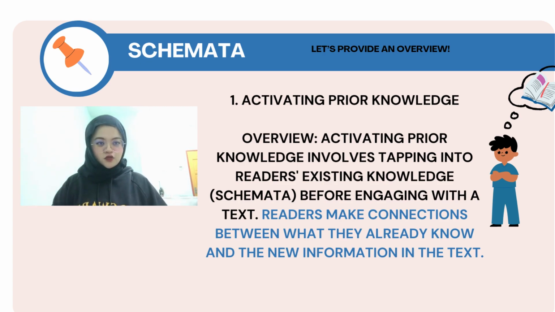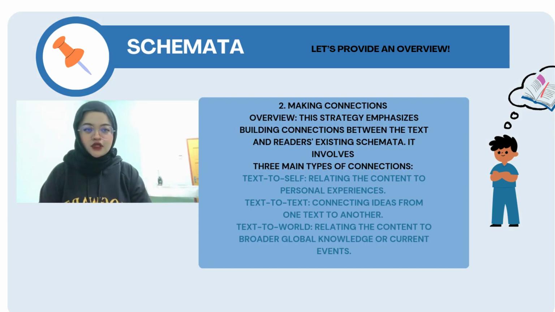So the first point is activating prior knowledge. So the overview here is activating prior knowledge involves tapping into readers' existing knowledge, which is schemata, before engaging with the text. Somehow, readers make connections between what they already know and the new information in the text. So the second part of schemata in the group of overview is making connections.